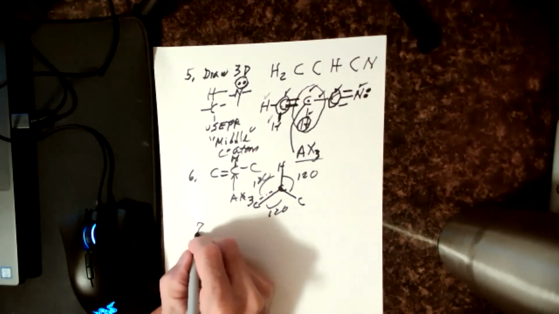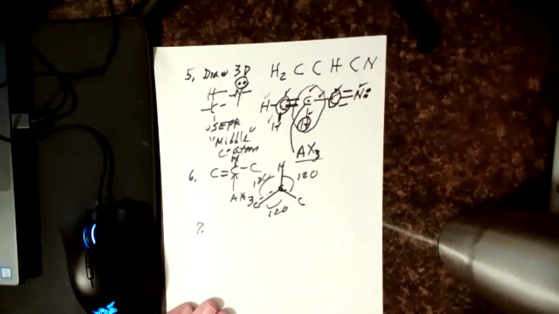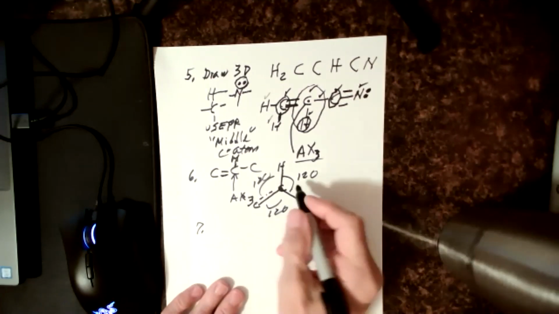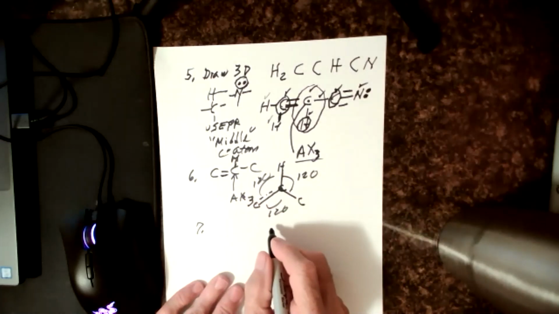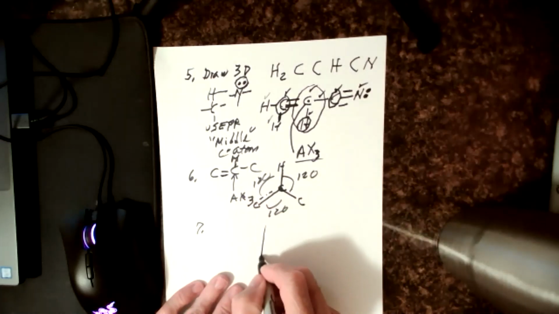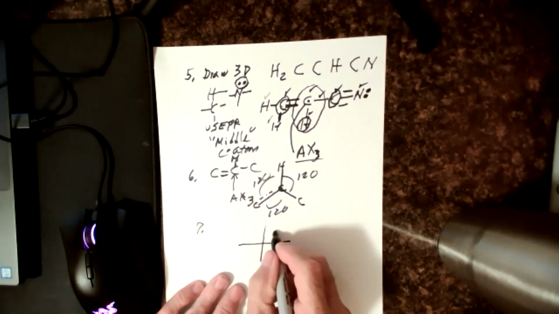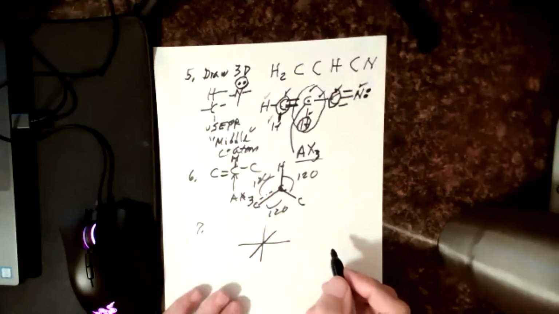All right, so number 7. How many different molecules or isomers can exist for SCl3F3? Well, I'm going to jump ahead since we've done it all over. This is going to be AX6. So it's going to be an XYZ coordinate system.